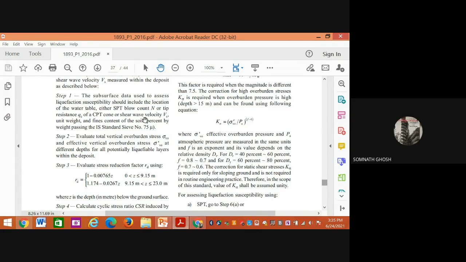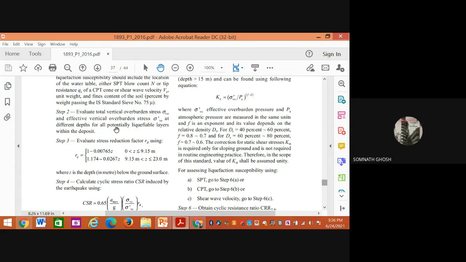Or shear velocity value and fine contents of the soil, that you can easily do, even if it is a disturbed sample, doesn't matter. And the percentage passing through IS standard 75 micron sieve. This is the first thing to do. That is the field test, and along with this, the fine content is to be obtained.